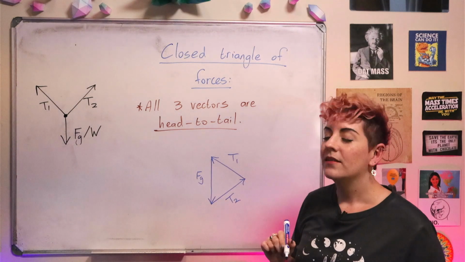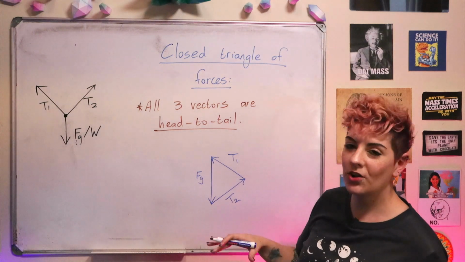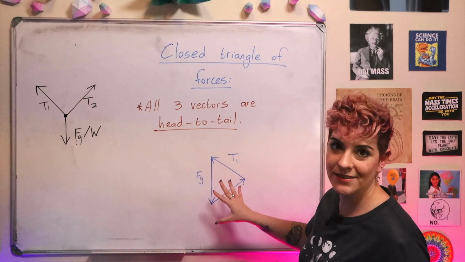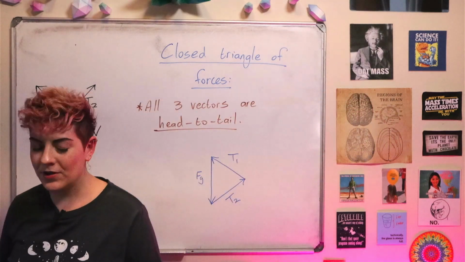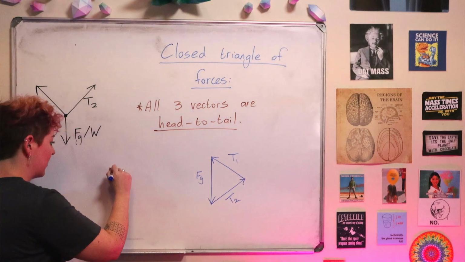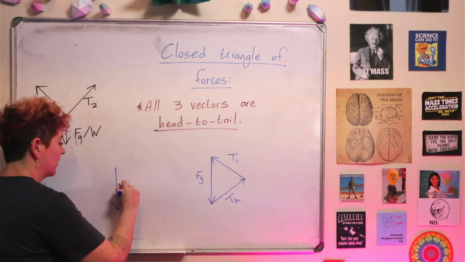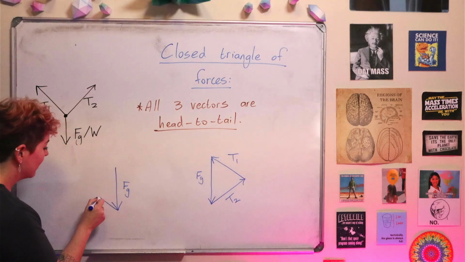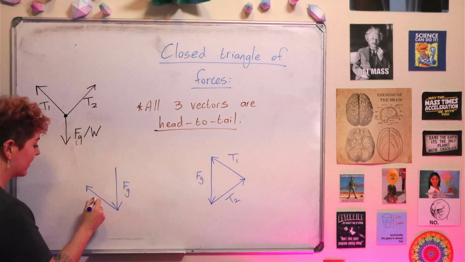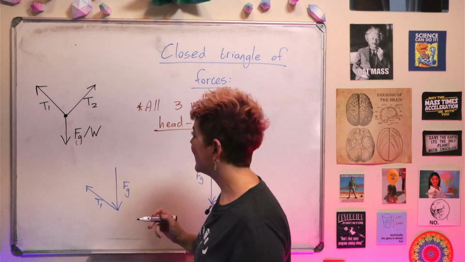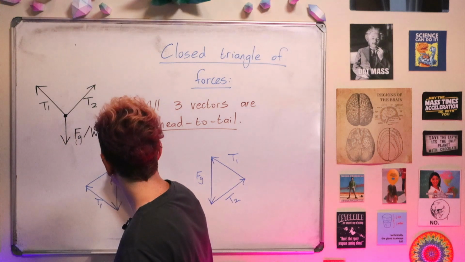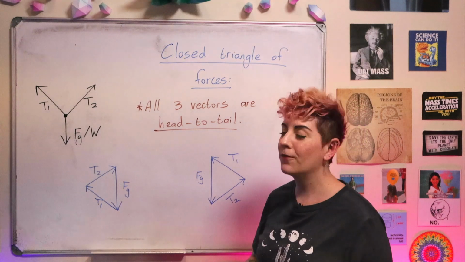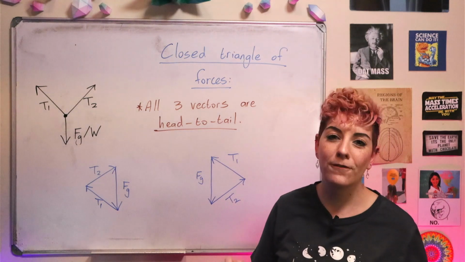T1. Right, now another version of this closed triangle of forces could be a bit of a mirror image of this, where it's not exactly the same as this one. So for this one, I'm going to start with Fg again, going straight down. But for this one, I'm going to draw T1 going in that direction, like so. And then finally, T2 will close the triangle. And there you have it, your other possible version of the closed triangle of forces.